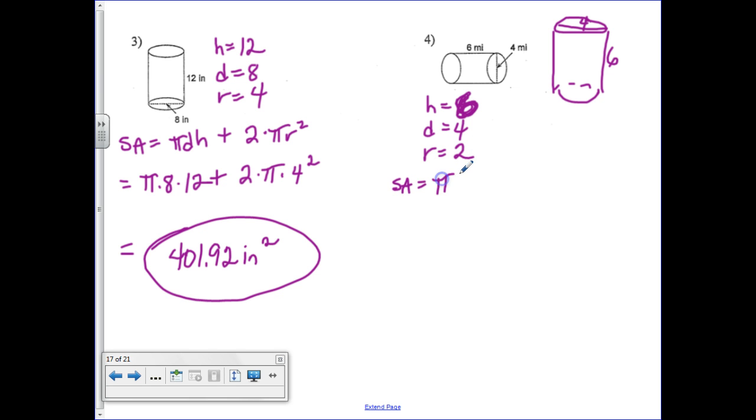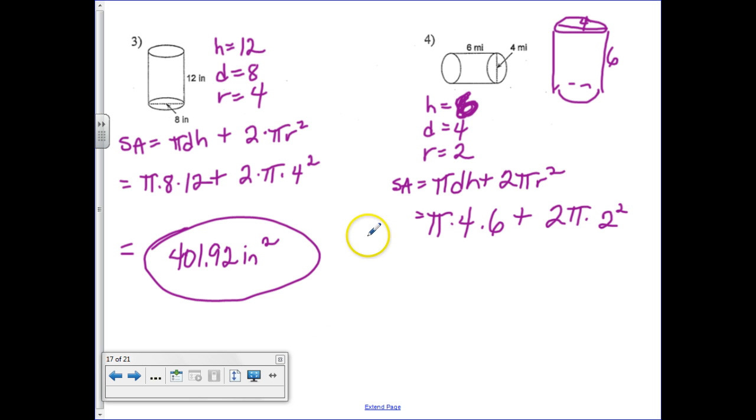Surface area is pi dh plus 2 pi r squared. So I'm going to take pi times 4 times 6 plus 2 times pi times the radius squared. Pause the video, grab your calculator, crank this out, and use 3.14 for pi. See if your answer matches mine.